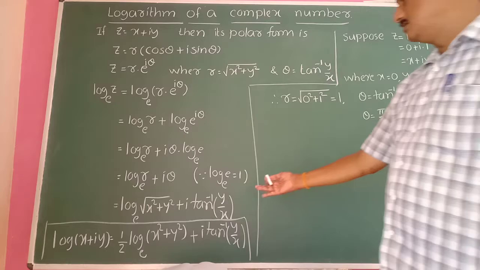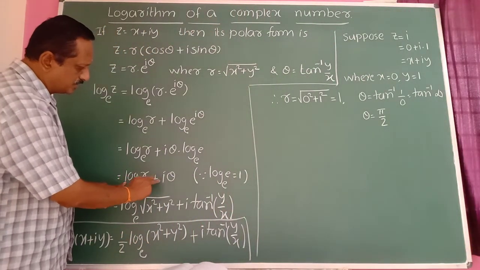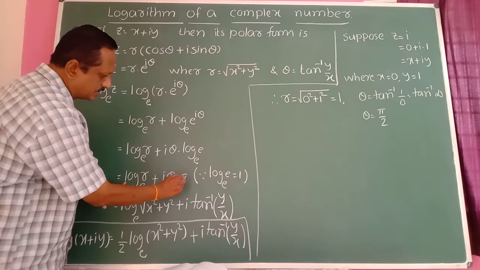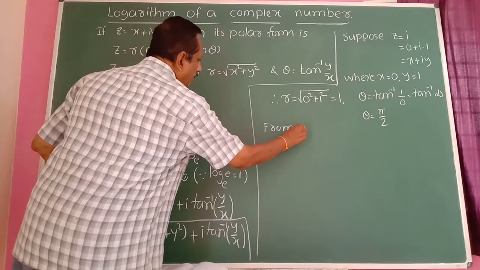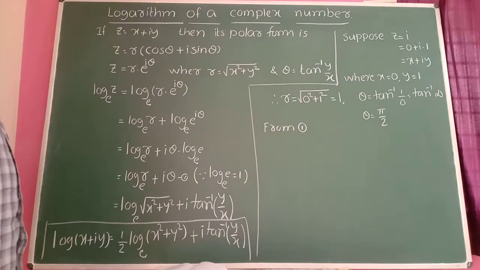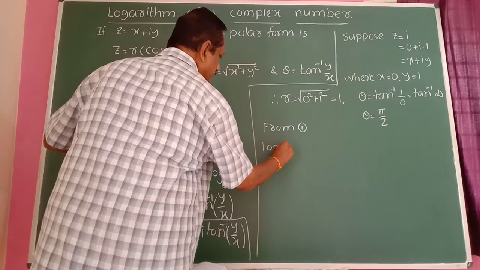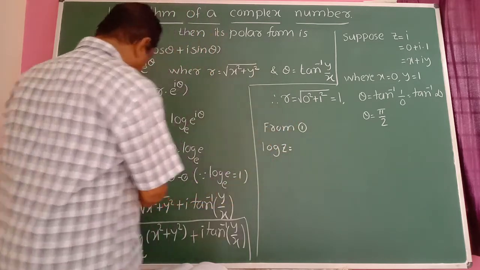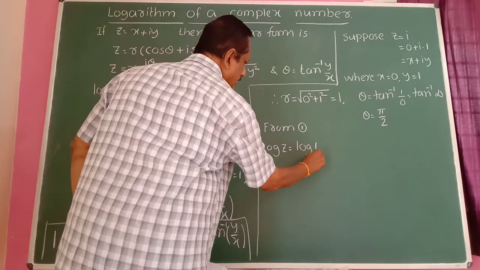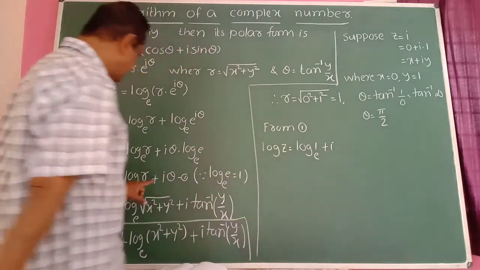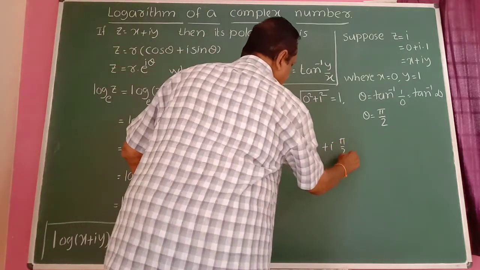You can use this for z: log of z equals log of r plus i into theta. So take this one as equation number 1. From equation 1, log of z, so log of 1 to the base e plus i into theta. Theta is pi by 2, so pi divided by 2 here.